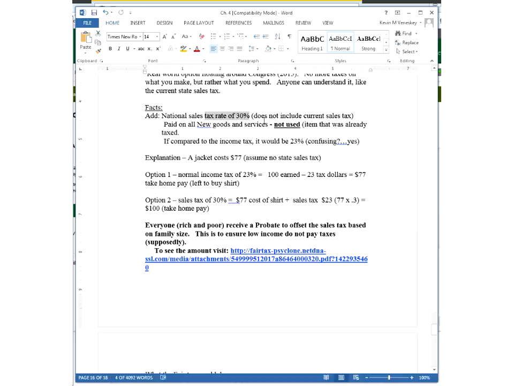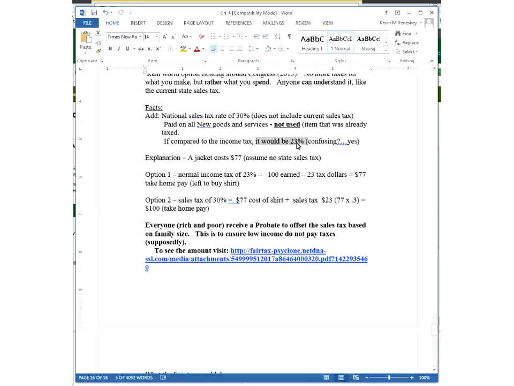One group, now they could easily debate this and go back and forth, but one group has said it would be pretty even if we had a state or a national sales tax of 30%. Sounds pretty high, and it is high. But it works out to be the same as if you were paying a 23% tax. Now, most of us who make, I would say, less than 60,000 don't quite pay 23% in taxes, especially if you make under 40, 30,000.